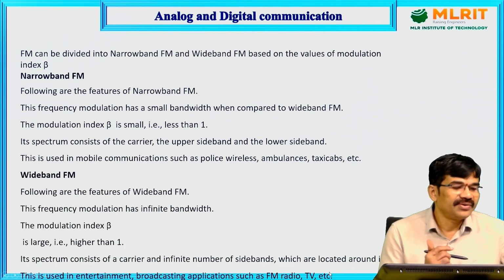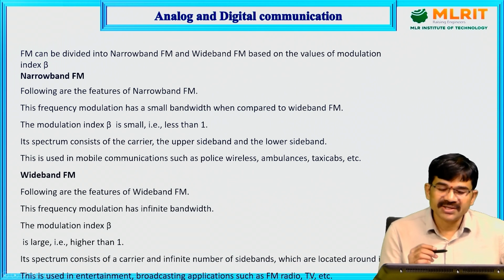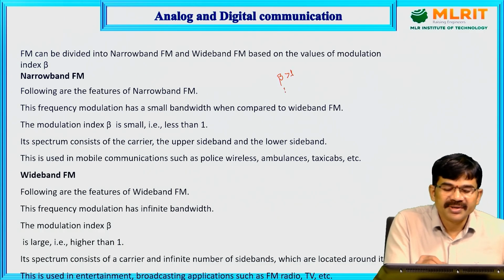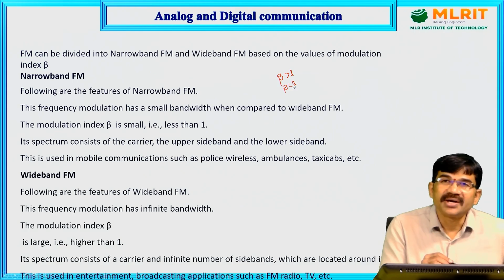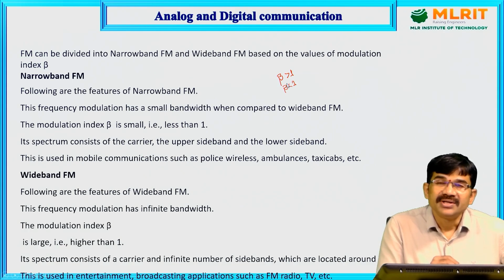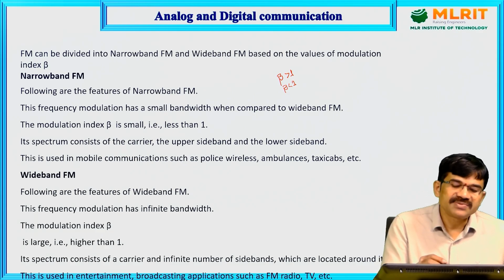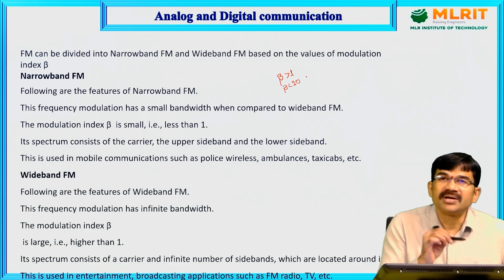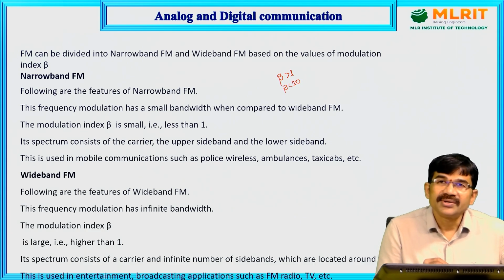The FM wave is again classified based on the value of beta, whether beta is greater than 1 or less than 1. Beta less than 1, we call it a narrow band modulation system. If beta is greater than 1, we call it a wide band modulation system. Generally beta less than 10 is narrow band, and beta greater than 10 is wide band.